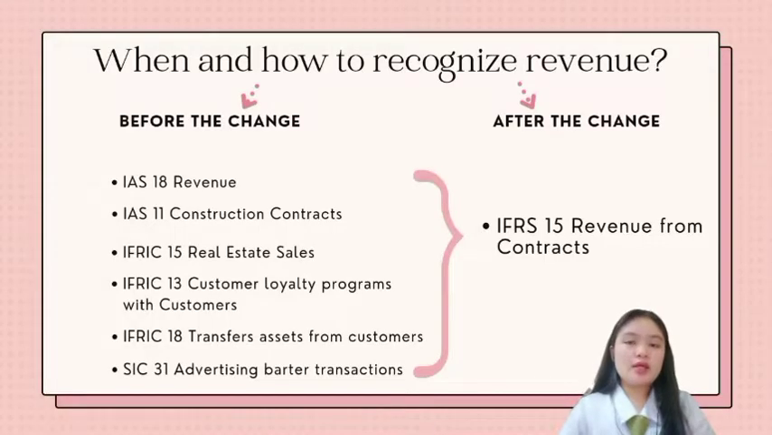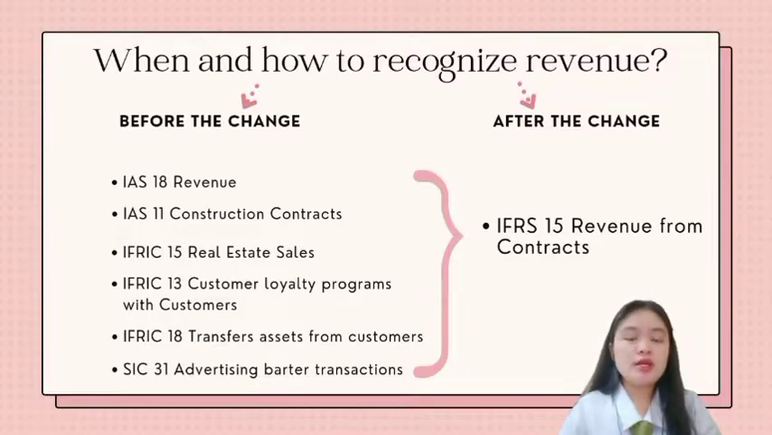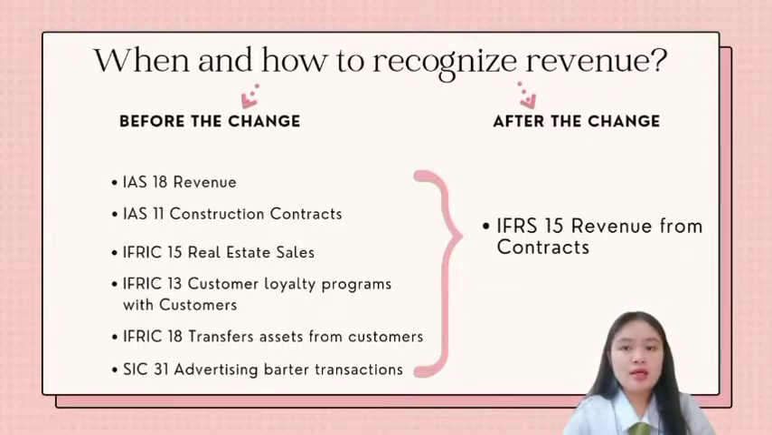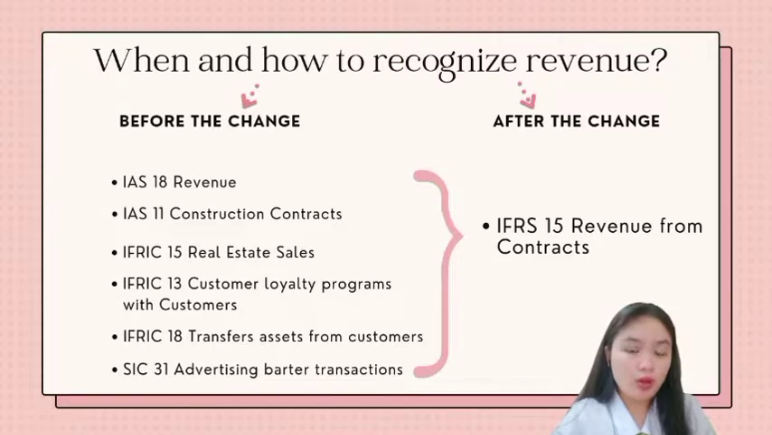So when and how to recognize revenue? In 2014, there was a huge change in IFRS related to revenue recognition guidance, because before the change, the guidance on revenues was spread all over the standards and there were various interpretations too. For example, we had IAS 18, which is revenue, IAS 11, which is construction contracts, IFRIC 15, real estate sales, IFRIC 13, which is customer loyalty programs, IFRIC 18, SIC 31, transfers of assets from customers, advertising barter transactions.